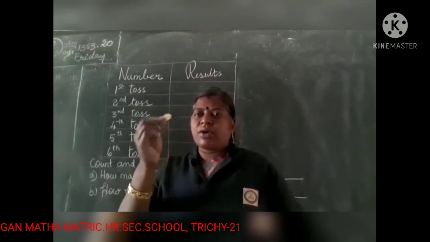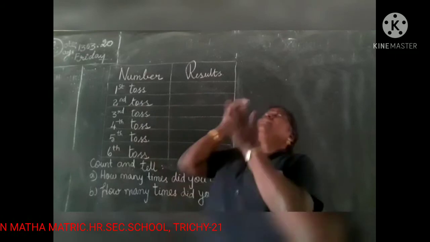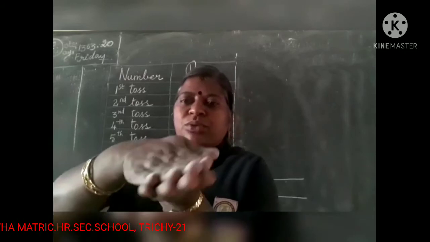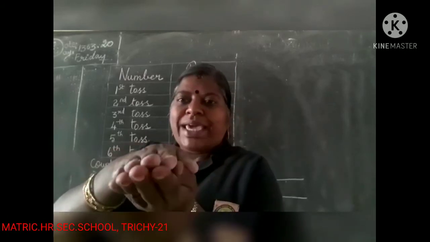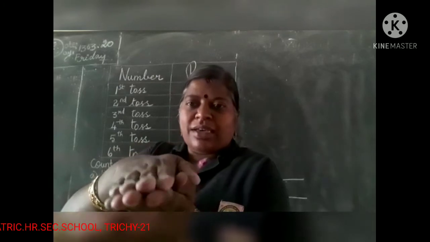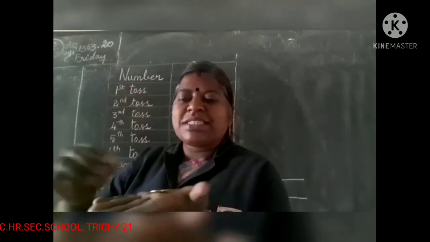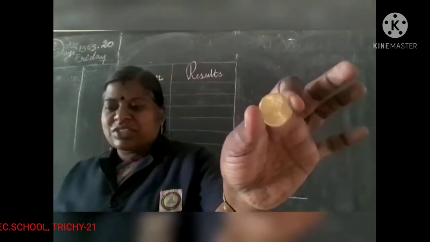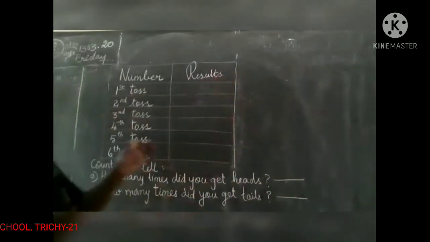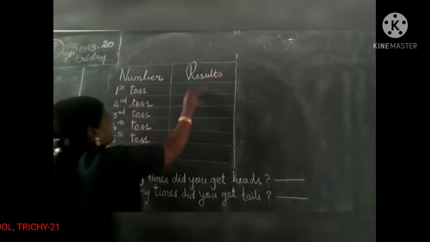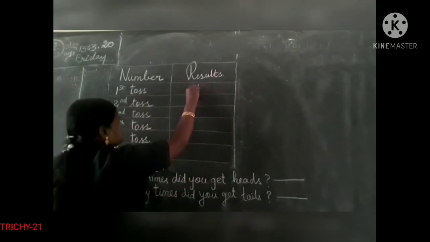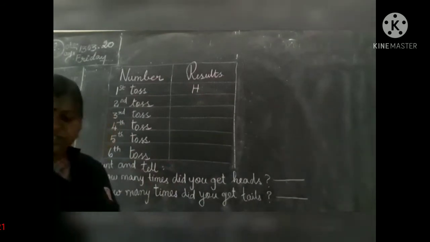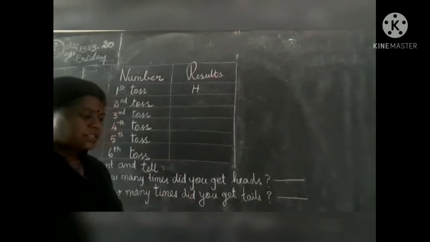Take a coin and toss this. Nice. I toss this. I am going to open my hand and show you whether we get head or tail. Yes, head. It is head. So in the first task we get head, so I write here H for head.